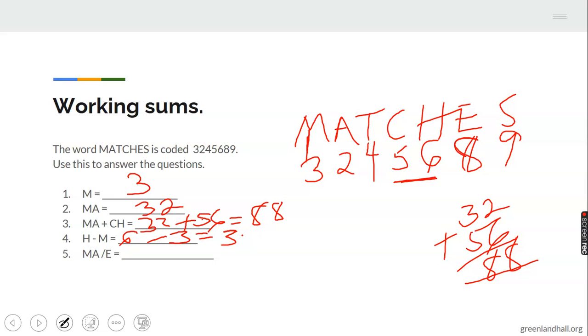Okay, then we have MA divided by E. What is MA? That's 32. Divided by what? E is what? 8. So tell me 32 divided by 8. Okay, so 32 divided by 8 is what? That's 4.